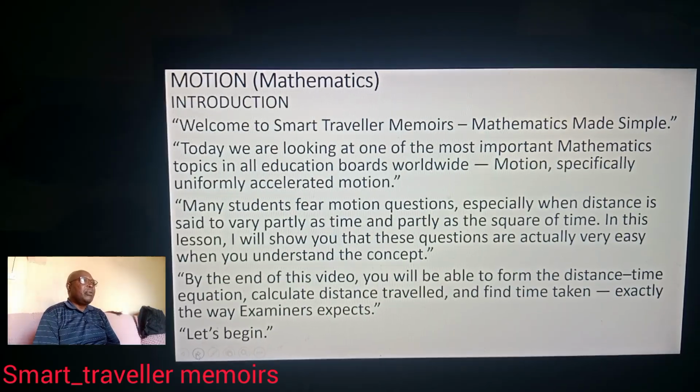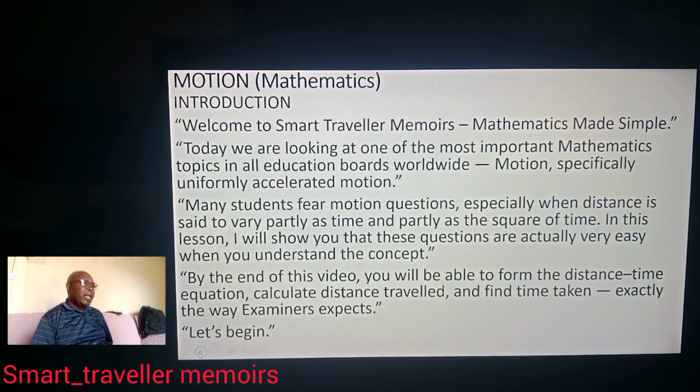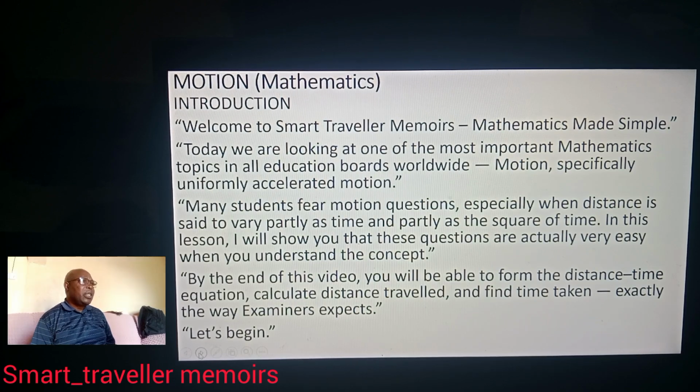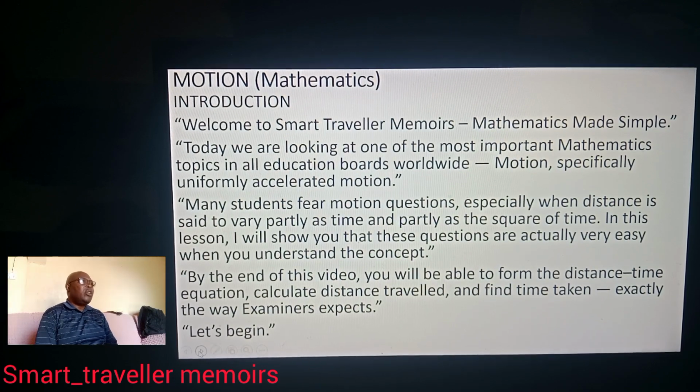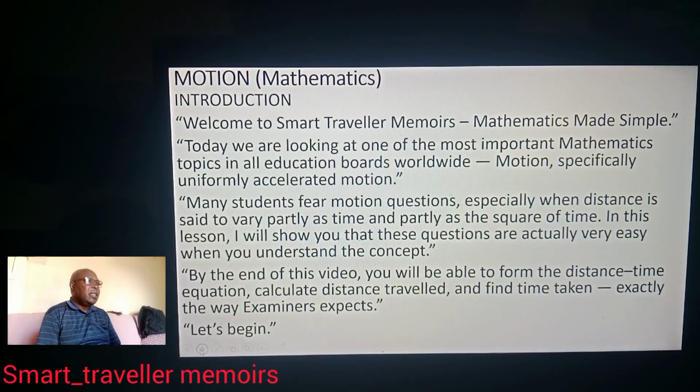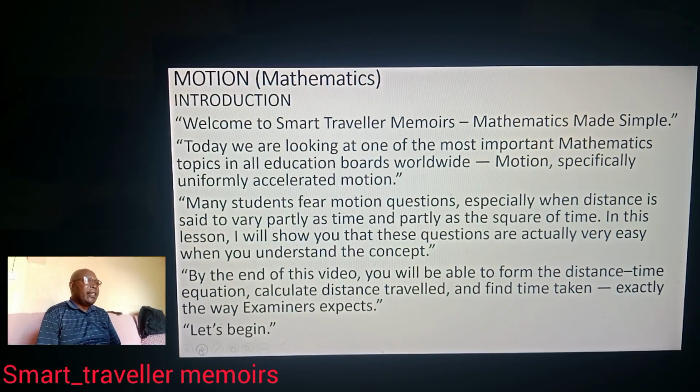Mathematics made simple. Today we are looking at one of the most important mathematics topics in all education books worldwide. Motion. Specifically, uniformly accelerated motion.